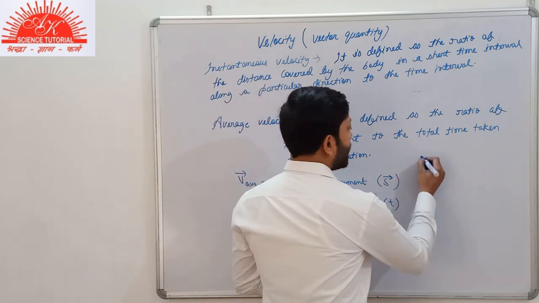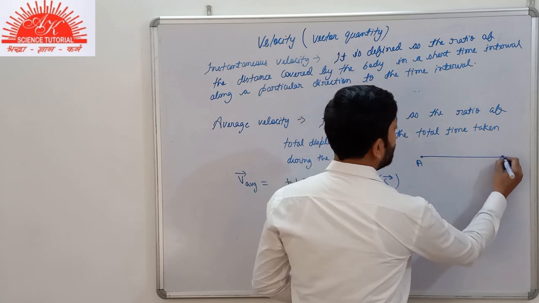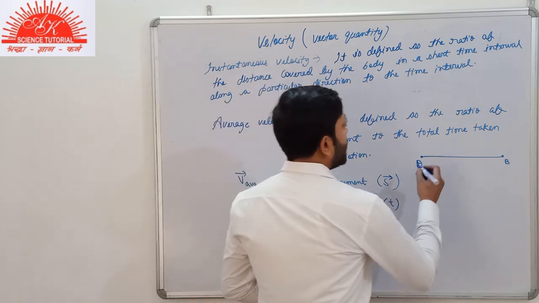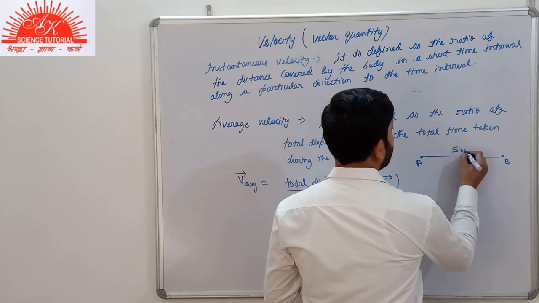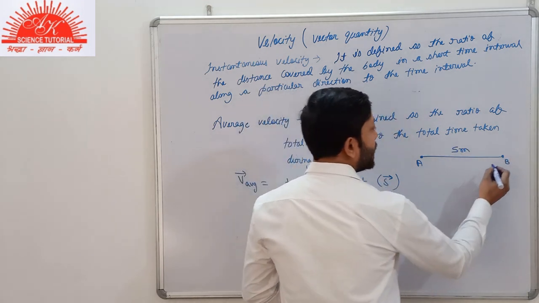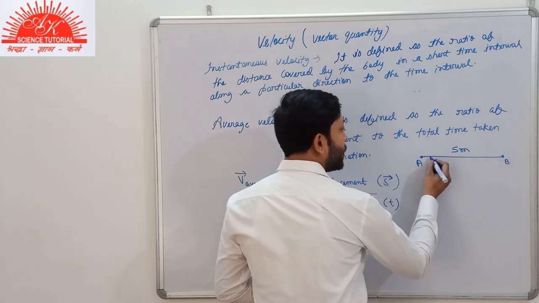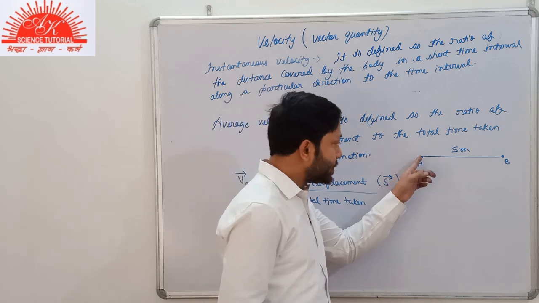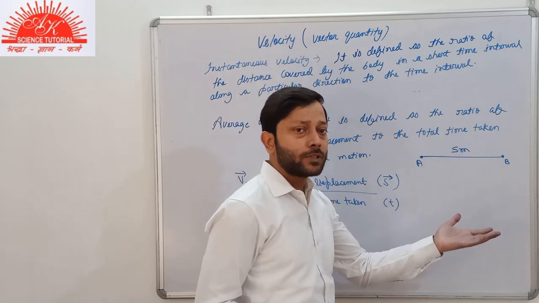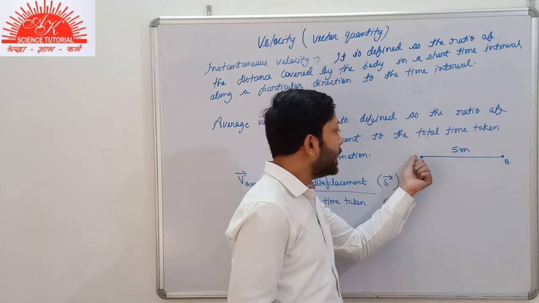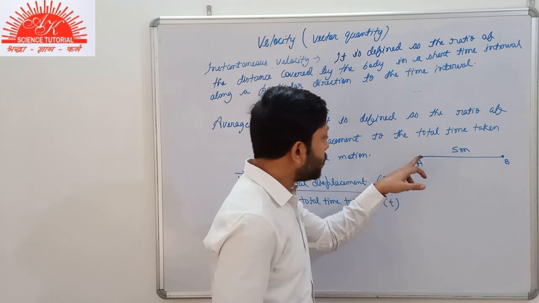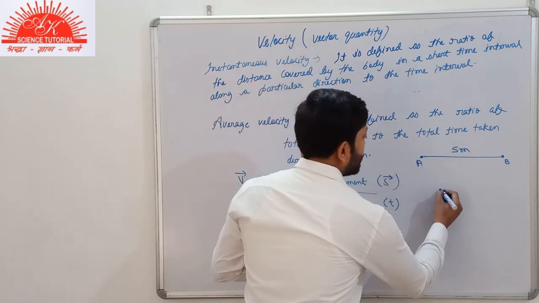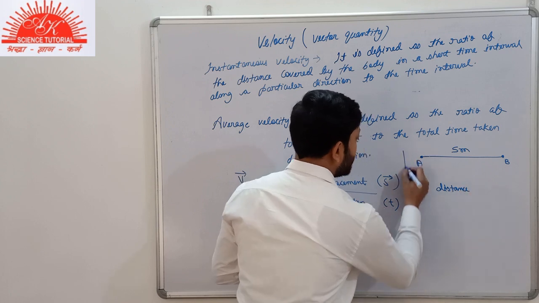Suppose in a numerical you are given that a body starts from position A and goes towards B, and during this process the body covers a distance of 5 meters. And then it again starts to move from point B towards point A, and finally it comes back to point A. What do we conclude here? The initial position was A, and at the end of the process, when the body stops, it is again at the same position, position A. So position A is both the initial position and the final position. So in this case, what is the total distance?